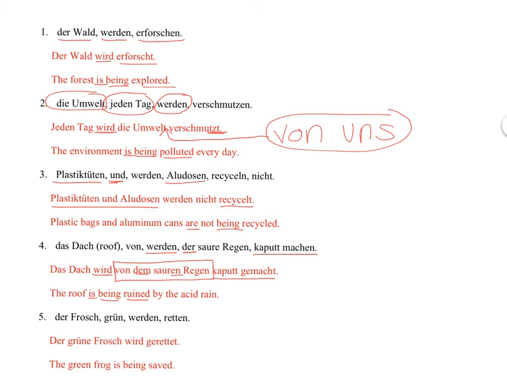Nummer 5, der Frosch, grün, werden, and retten. Our subject is der Frosch, and we're going to add the adjective grün to say the green frog. So our subject is der grüne Frosch. We added the e adjective ending there because after der and nominative, the adjective ending is e. The form of werden is wird because it's singular, it's one green frog. And the past tense of retten is gerettet. So the green frog, wird, it is being gerettet. Retten is to save, so gerettet, saved.